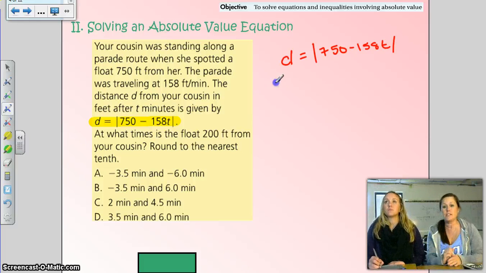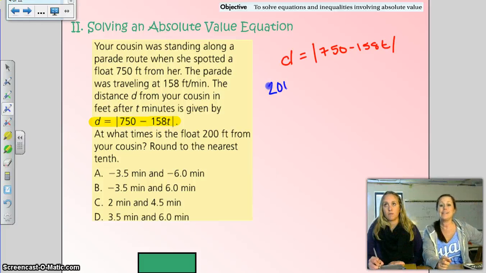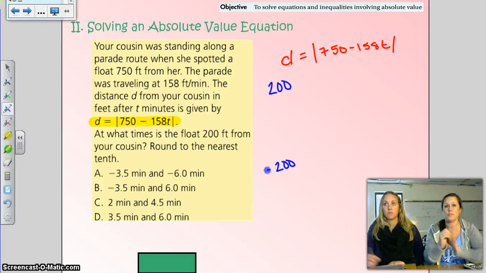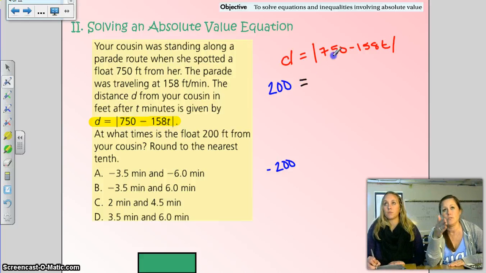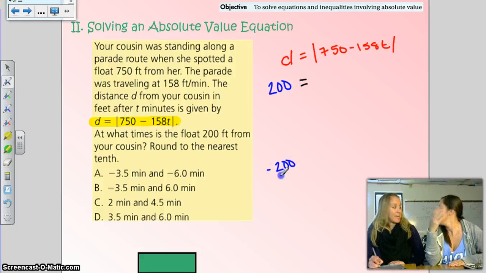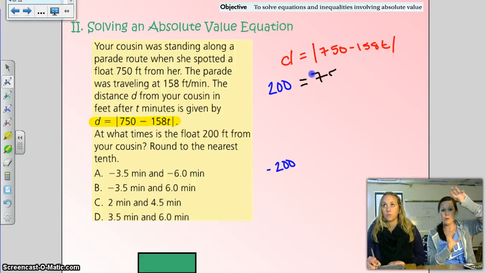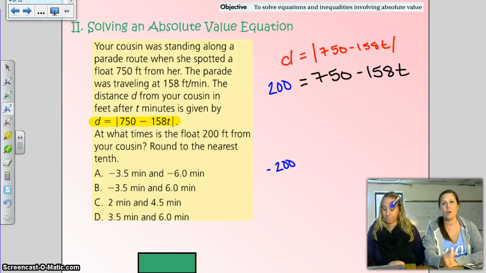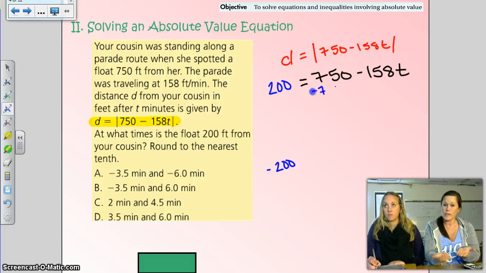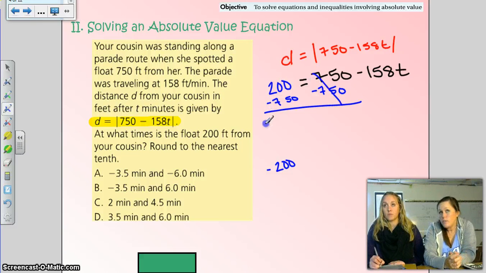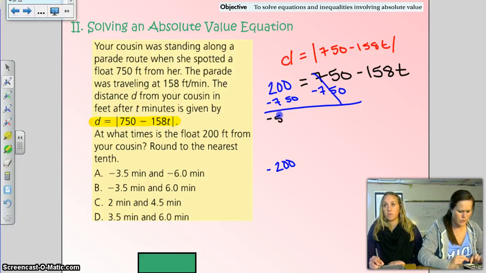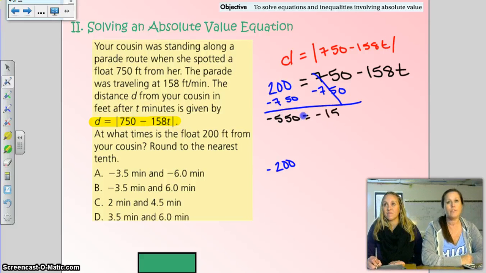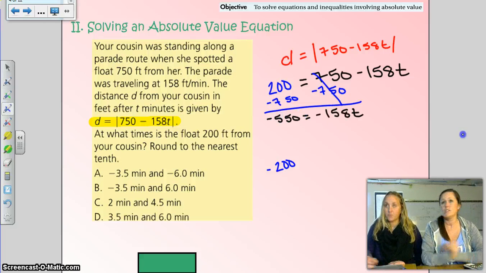Okay, so distance is 200 and negative 200. So let's start with 200. 200 is the distance, equals. So do I need the absolute value if I'm already applying a negative value there? No, because I've written both negative and positive, I've already assumed the absolute value out of this problem. Correct. So solve this. I'm going to subtract 750 from both sides. And I'm going to be left with negative 550, is that right? 200 minus 750 equals negative 550 equals 158t. Okay. Divide by negative 158 on both sides.